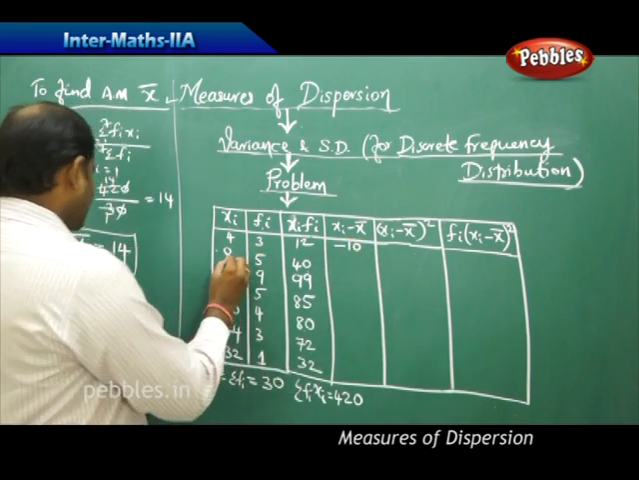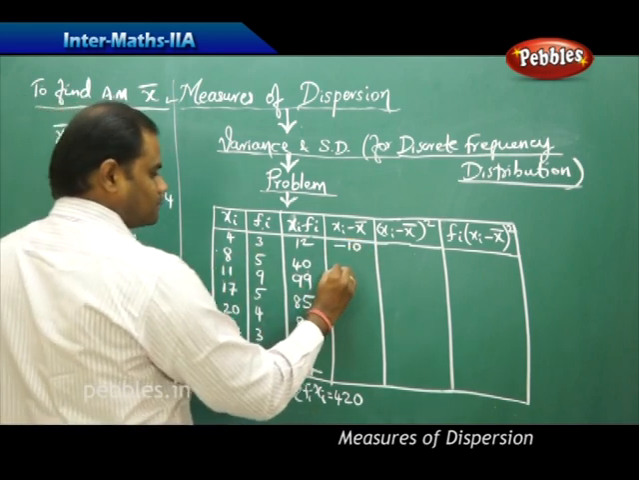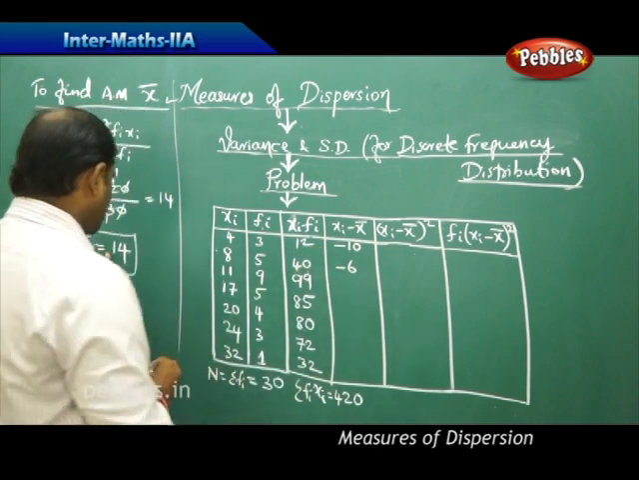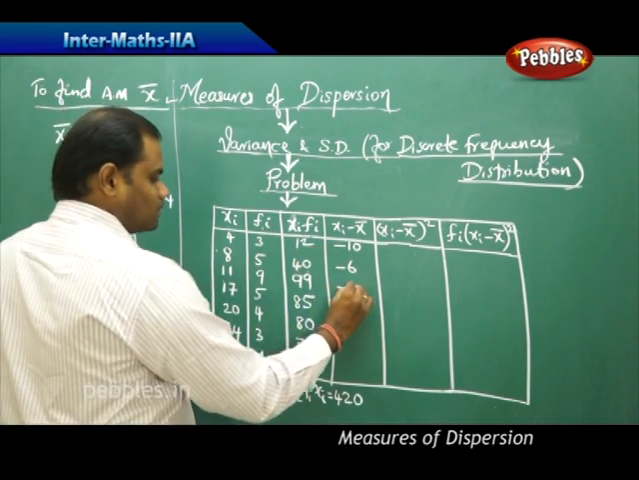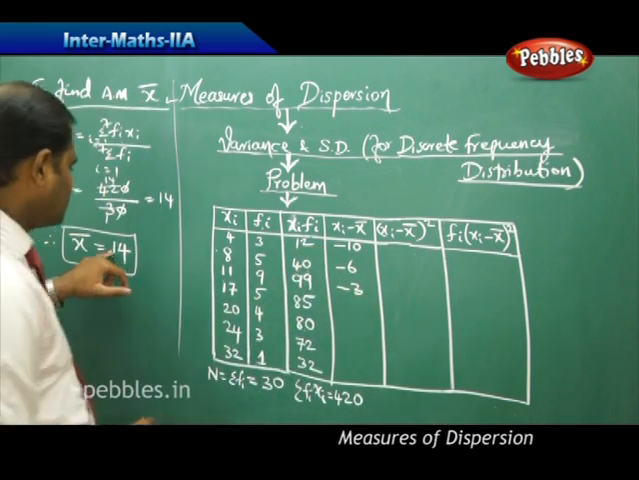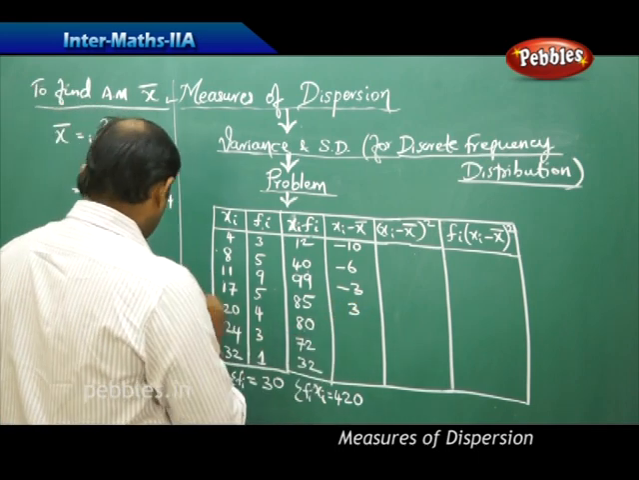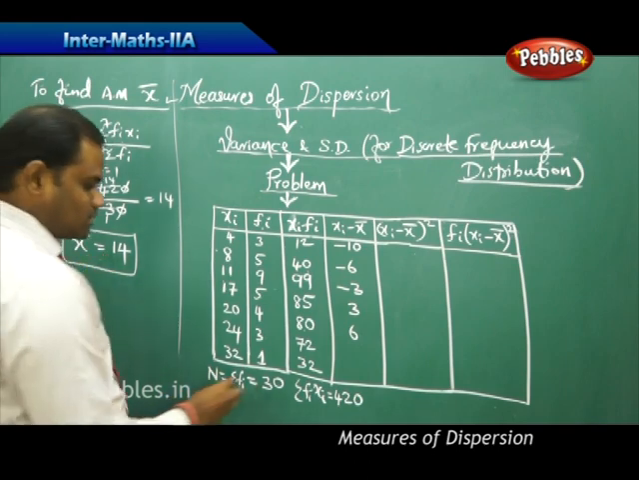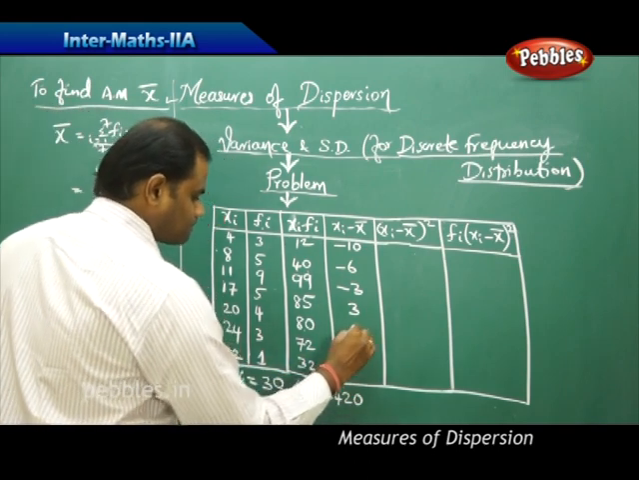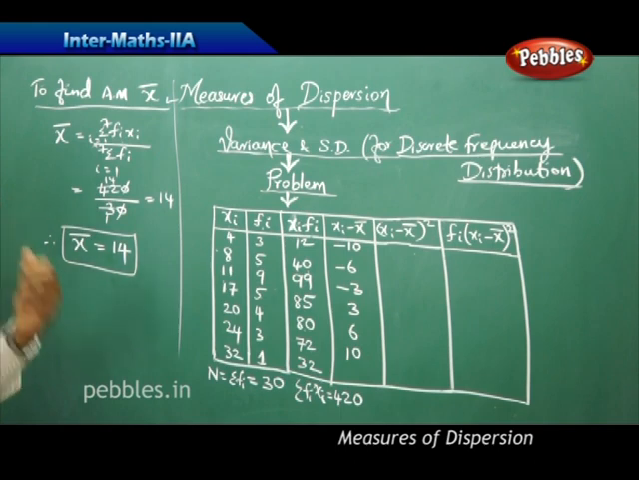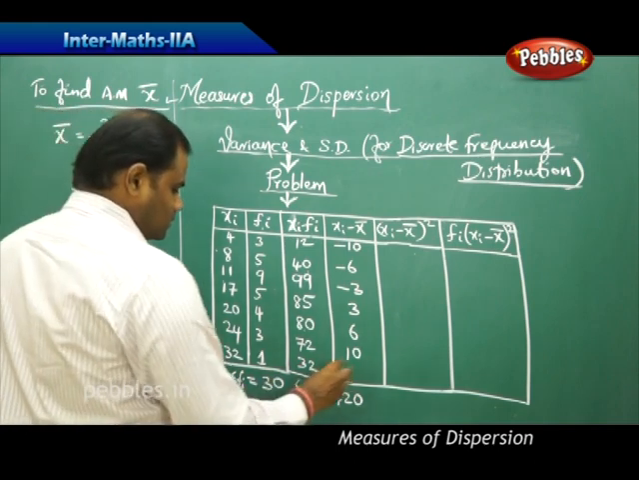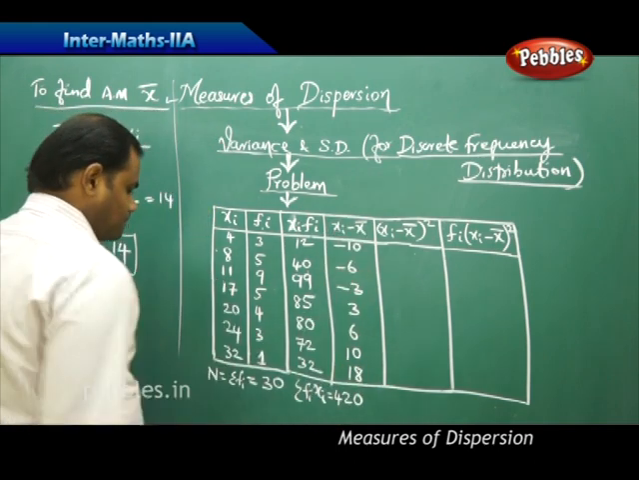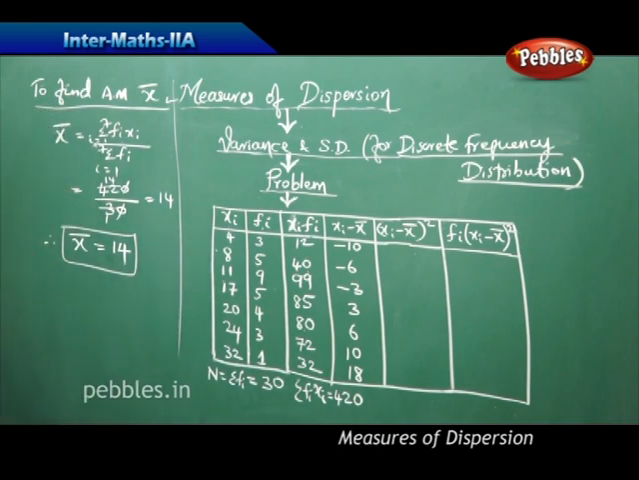gives minus 10, 8 minus 14 is minus 6, 11 minus 14 is minus 3, and 17 minus 14 is 3, and 20 minus 14 is 6, and 24 minus 14 is 10, and 32 minus 14 is 18, is what we get.